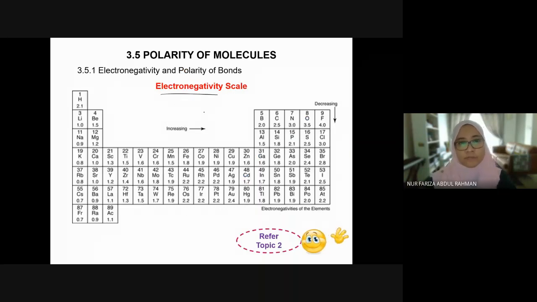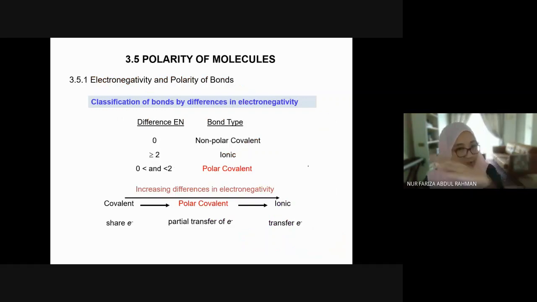Again, we will be based on the electronegativity values. In the periodic table, each of the atoms has its own electronegativity value. You can see the values here. That will be the electronegativity value for each of the elements in the periodic table. Across the period, it is basically increasing, guys. So how do we classify the bond by difference in electronegativity? We can determine the polarity by calculating the difference in electronegativity.